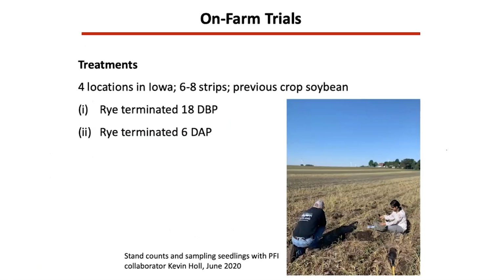As I mentioned, we're doing on-farm trials, so I don't have any data to share with you from this year. But this is one of our collaborators, Kevin Hull. We were at his farm in June, doing stand counts and collecting seedlings, and so you see Kevin here helping. And then Jyotsna Acharya is an assistant scientist in my lab, and she really leads these studies and collects the work and summarizes all the data and gets the publications written.